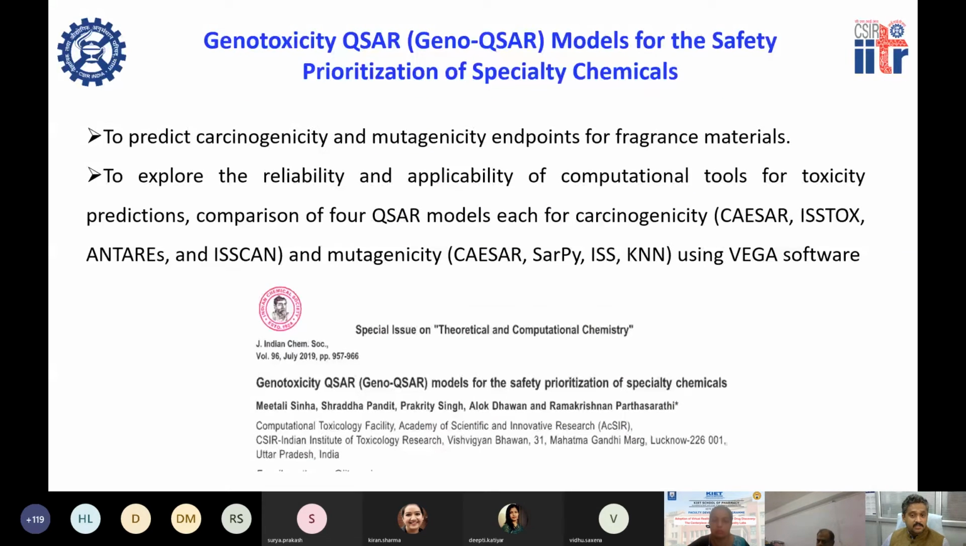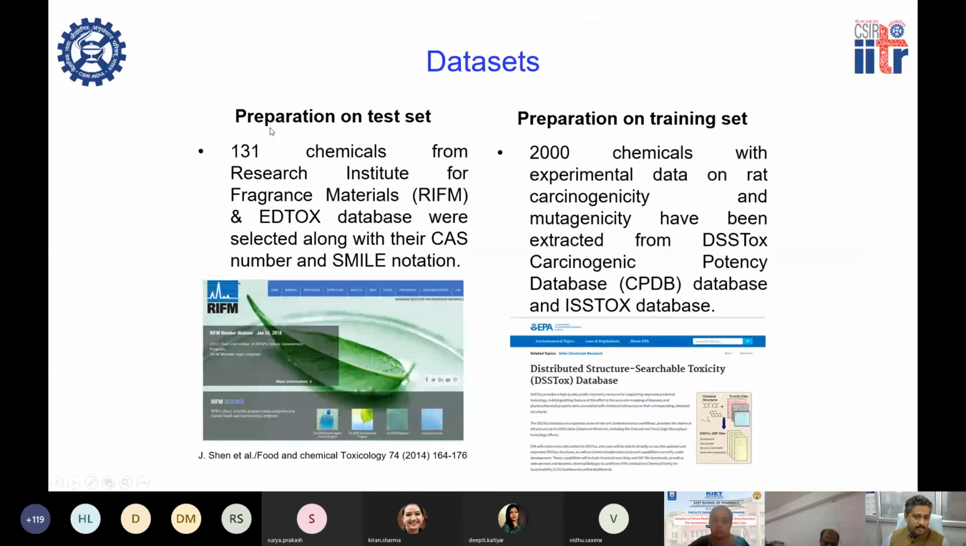So we asked the question: can we predict the carcinogenicity and mutagenicity of various specialty chemicals using these open source models? We selected 131 chemicals from the RIFM and EDTOX databases and started using these models, but these models gave different, haphazard results. So then, as mentioned to you, there are pros and cons. Here we started developing a benchmarking or validating system.